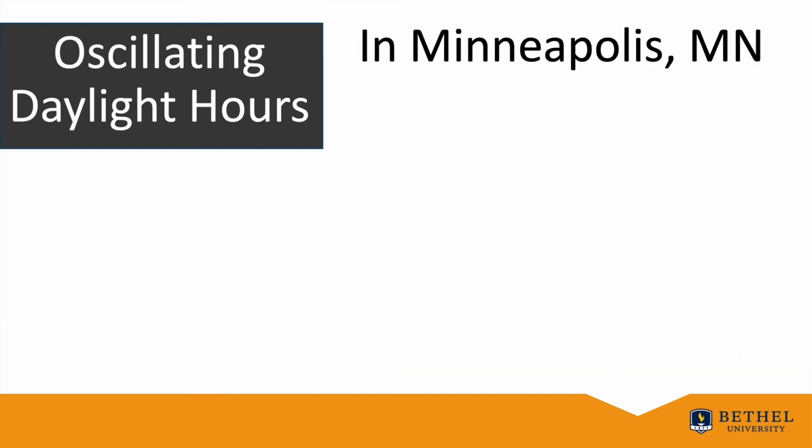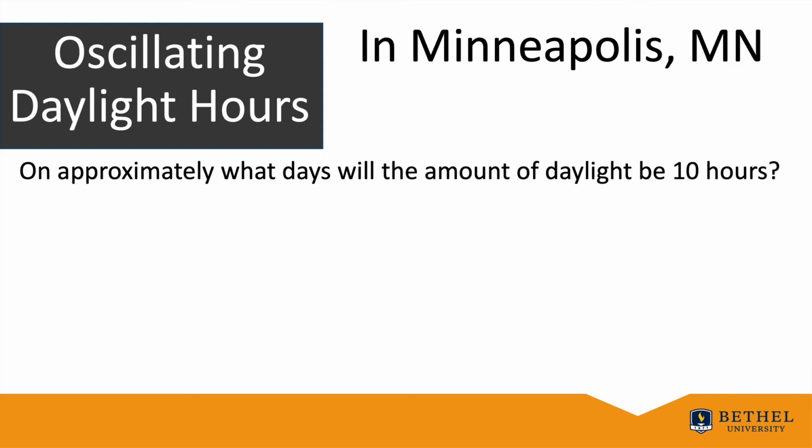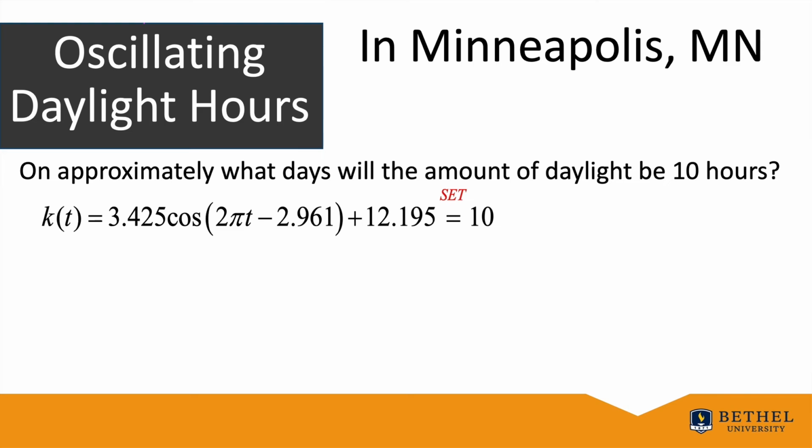Coming back to the oscillating daylight hours in Minneapolis, once we've set up the model, it's important to be able to solve problems like this. On approximately what days will the amount of daylight be 10 hours? This could be solved graphically with technology, but let's solve it symbolically, though some use of technology will be unavoidable. When t is time in years since January 1st, our model for the amount of daylight is k of t equals 3.425 times cosine of 2 pi t minus 2.961, all plus 12.195. We want to set this equal to 10 and solve for t.